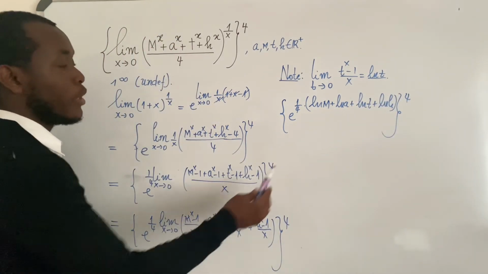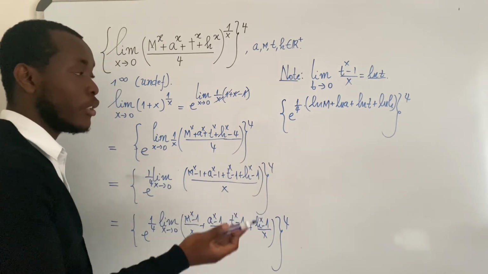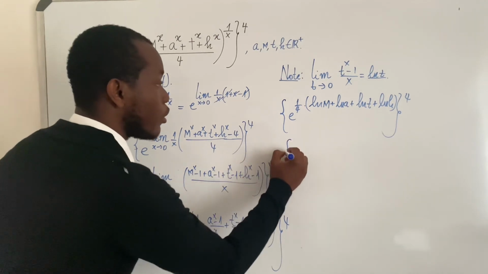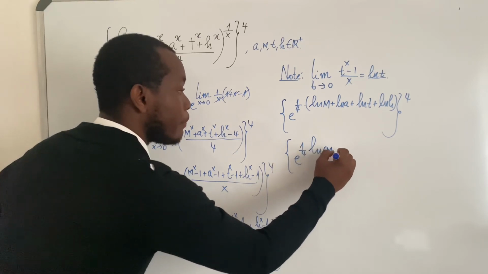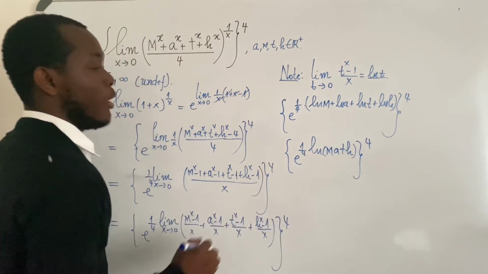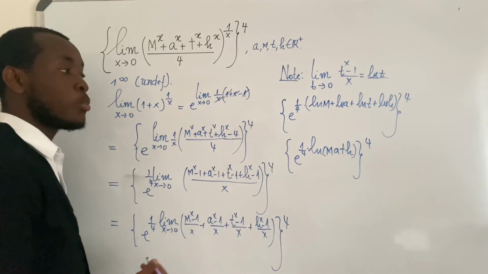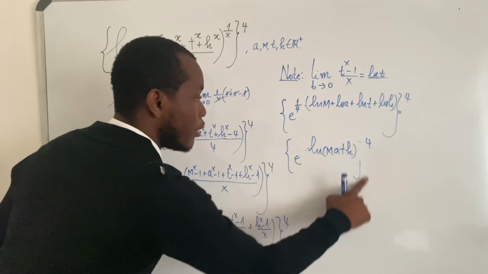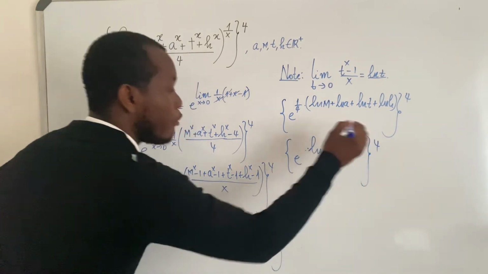Now we know in log, when one or more logs are added to one another, then we keep the log and, of course, we multiply the arguments. So that means what we're going to have is Euler to the power 1 over 4 ln of m a t h, all to the power 4. But since this 1 over 4 is multiplying the log, we can send it as the exponent of the argument of the log. So this can become here 1 over 4. Let me just erase this side. So 1 over 4 all to the power 4.